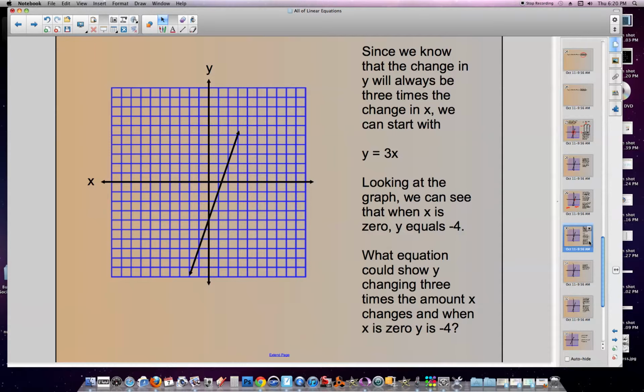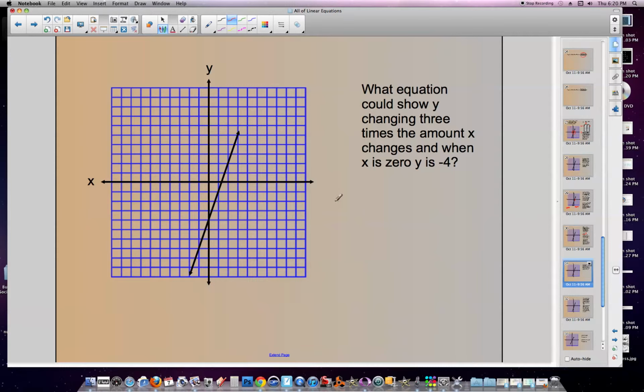Looking at the graph, we can see that when x is 0, y equals negative 4. So we have to ask ourselves, what could we include in this equation so that when x is 0, y is negative 4? 3 times 0, and then something else equals negative 4. What has to go here? Something is missing. I'll give you time to pause and think about it. That's a great question.